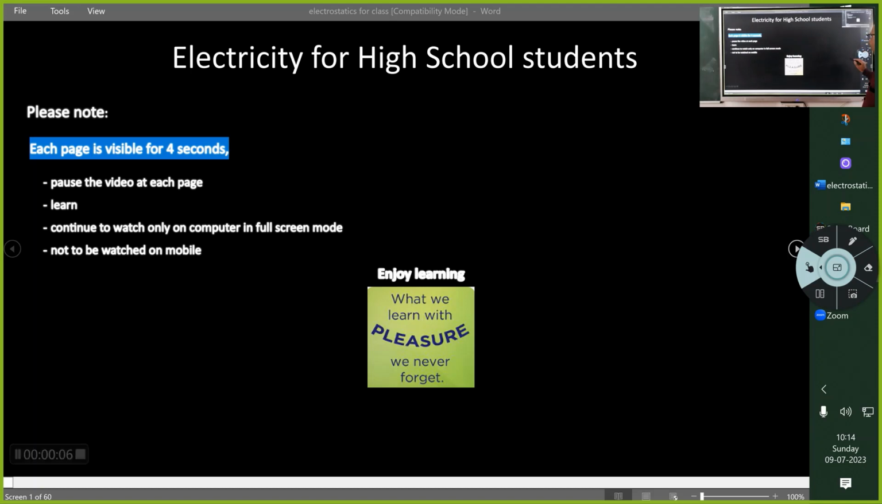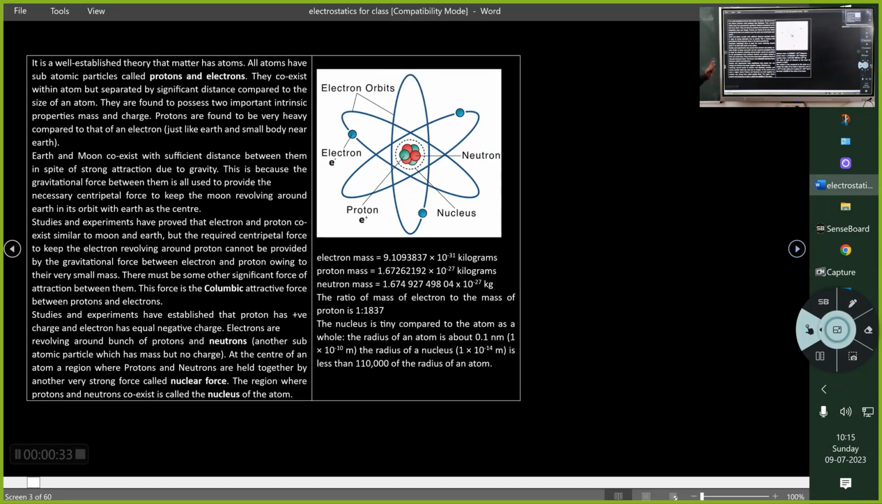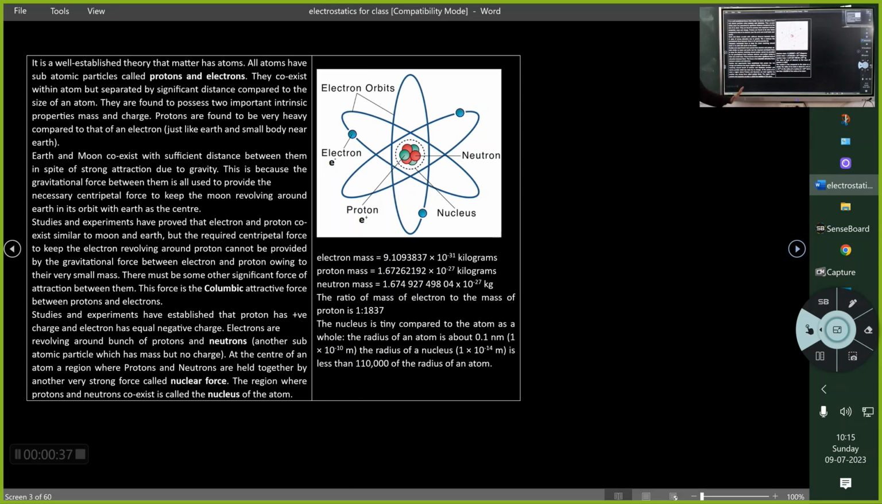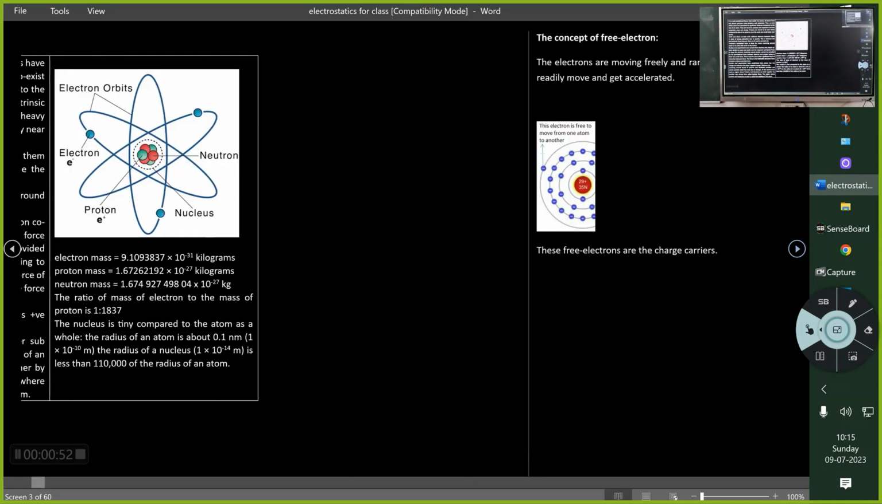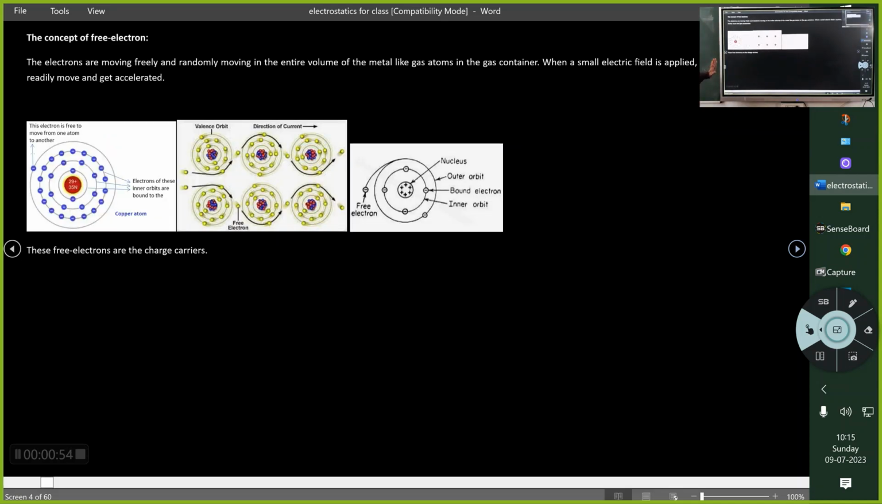This is the first slide. So this slide should remind you all that the origin of the charge is in the atom, electrons, protons, right? And all matter is made up of atoms, right? And so all the matter carries charges, right? And then we have seen the concept of free electrons.